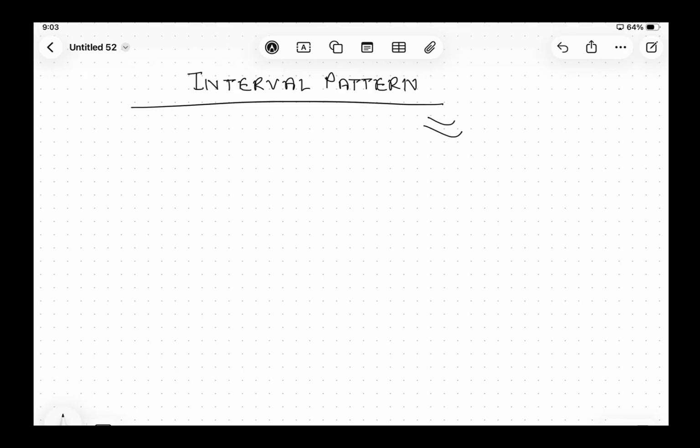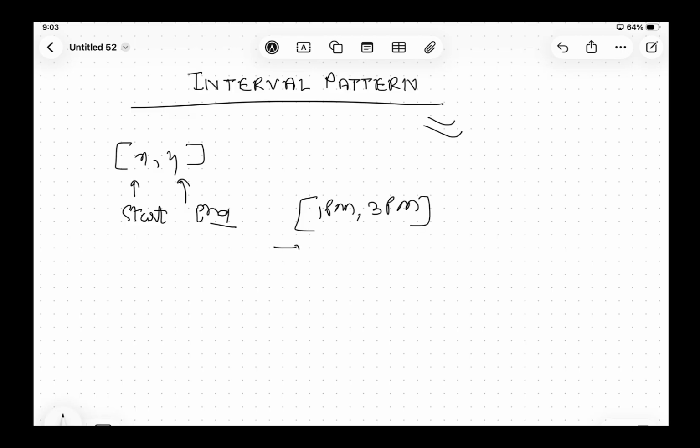An interval is simply a range between two times. One is the start and one is the end, correct? For example, if my meeting is going to start at 1 p.m. and end at 3 p.m., I'll write it in range format.